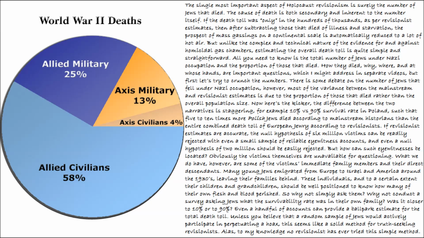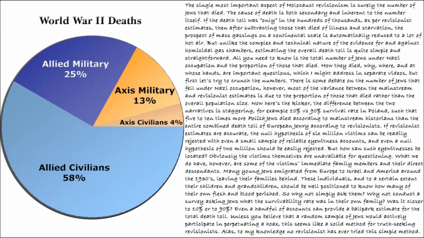What we do have, however, are some of the victims' immediate family members and their direct descendants. Many young Jews immigrated from Europe to Israel and America around the 1930s, leaving their families behind. These individuals, and to a certain extent their children and grandchildren, should be well positioned to know how many of their own flesh and blood perished. So why not simply ask them?